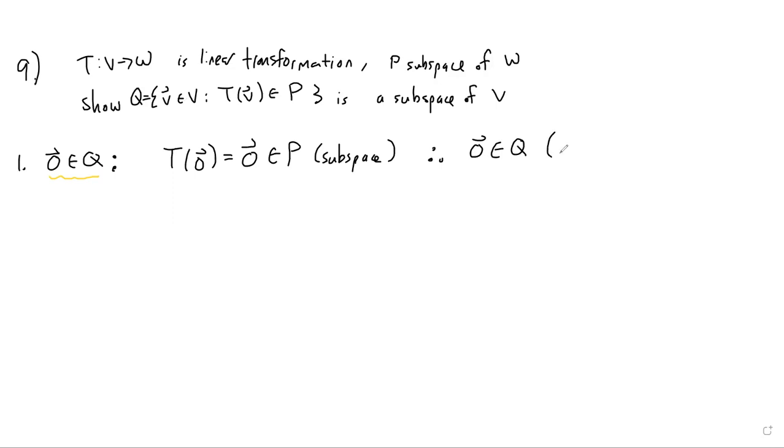And that's the definition or the construction that we were given. So we've got this property. And so we're going to show the additive property of a subspace, that it's closed under addition. So let's say that U and V are in Q. Then we need to show that U plus V is also in Q.